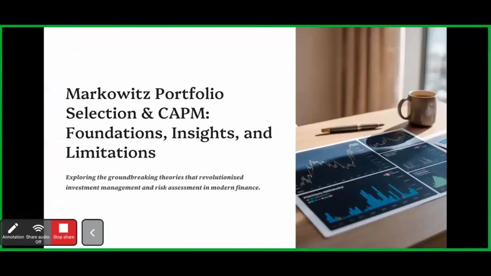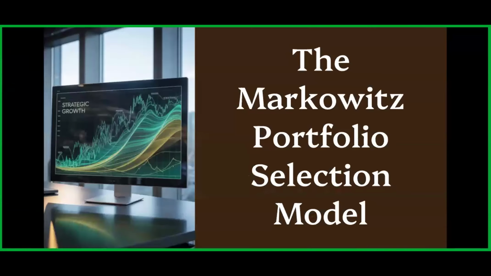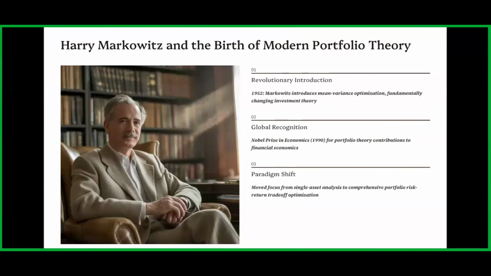In this session, we're going to understand the Markowitz selection model and the CAPM, the capital asset pricing model. Who is Markowitz? Why is the theory named the Markowitz portfolio selection model? Markowitz is a great economist who gave this theory in 1952. He introduced mean variance optimization, fundamentally changing investment theory.